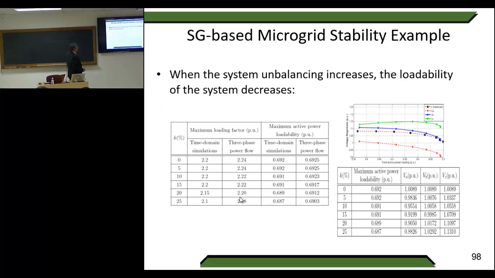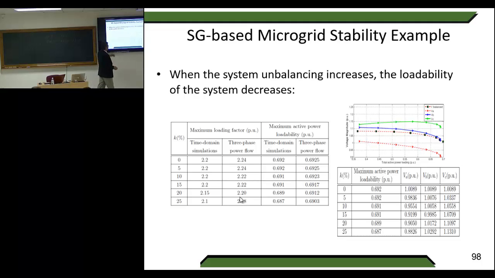When the system unbalancing increases, the loadability of the system decreases. And here, for you at the end, let me explain. You remember the K factor, which shows you the unbalanced level? You can calculate the maximum load factor, or loading factor, and you can see the curve.